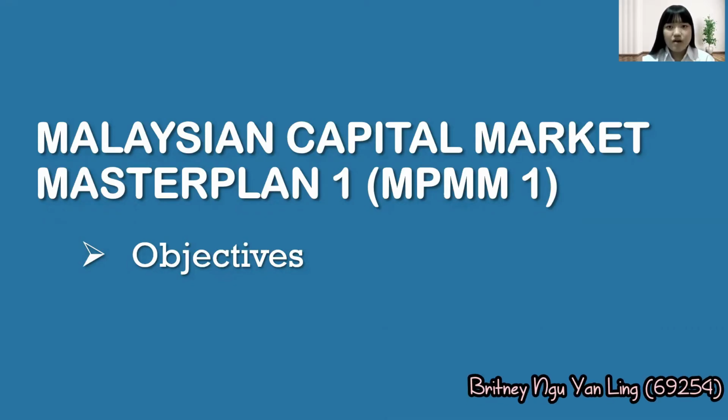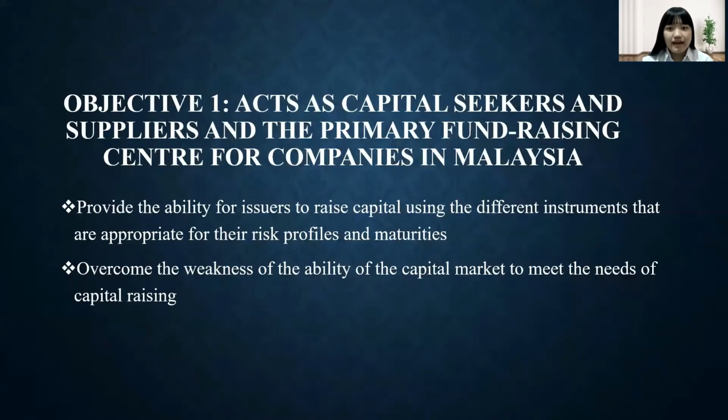Hi, I'm Britney, and now I'm going to discuss the objectives of Malaysia's Capital Market Master Plan 1. The first objective is to act as capital seeker and supplier and the primary fundraising center for companies in Malaysia. Malaysia's capital market should provide the ability for issuers to raise capital using different instruments that are appropriate for their risk profile and maturity, overcoming the weakness of the ability of the capital market to meet the needs of capital raising.